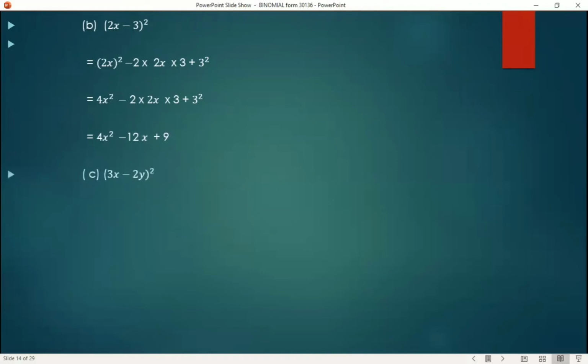What about (3x minus 2y) to the square? Same formula. So the first term is (3x) squared, middle term minus 2 times 3x times 2y, and the last term becomes plus (2y) to the square. So 3x times 3x is 9x squared, 2y times 2y is 4y squared. So final answer, 9x squared minus 12xy plus 4y squared.